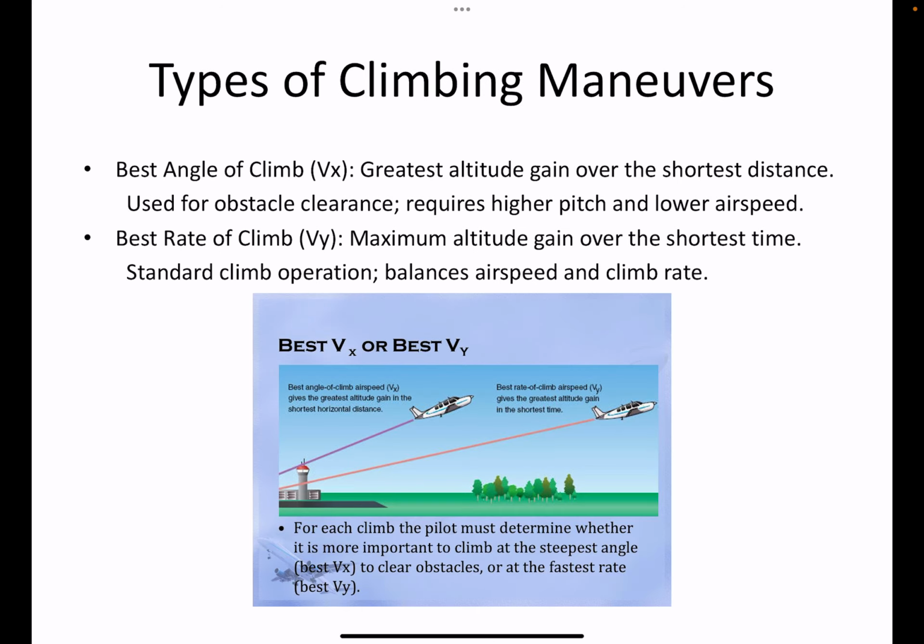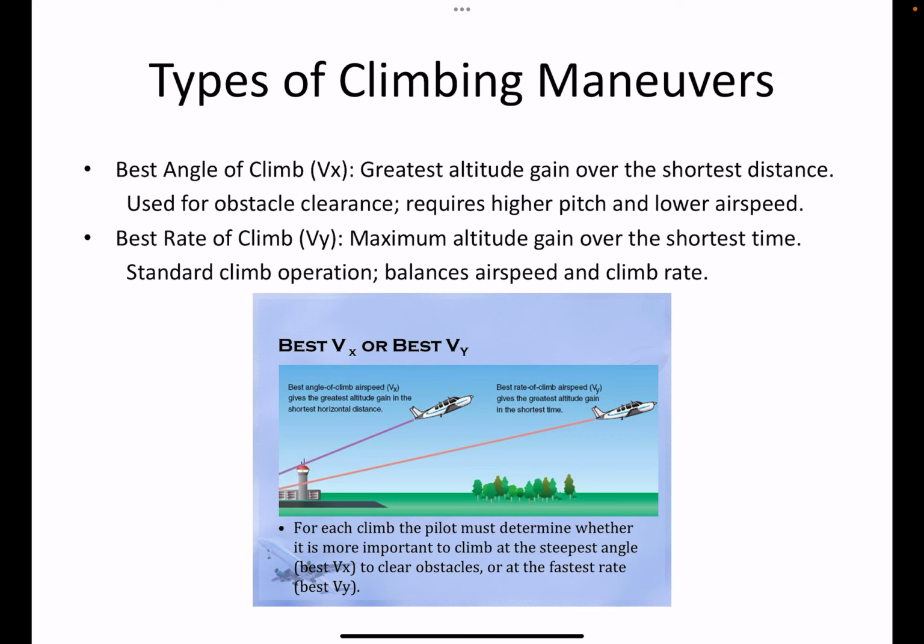There are two critical climb speeds pilots use. The first is the best angle of climb, or Vx. This gives the greatest altitude gain over the shortest horizontal distance and is used for clearing obstacles right after takeoff.